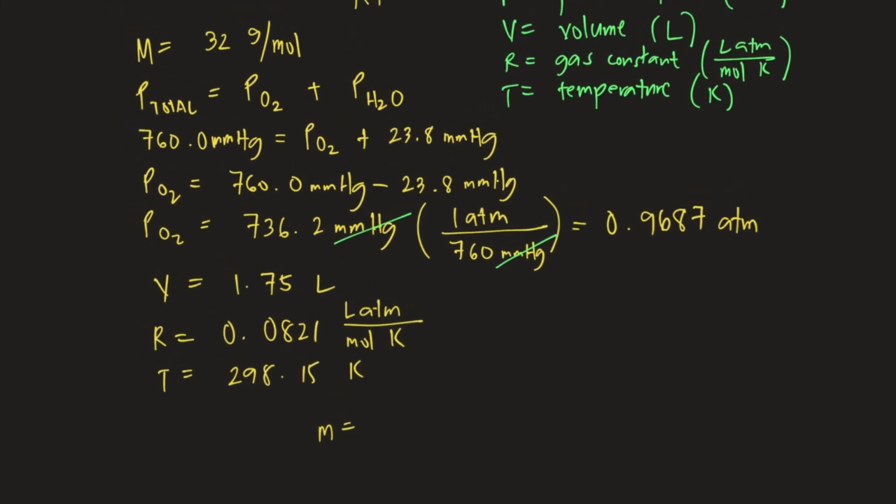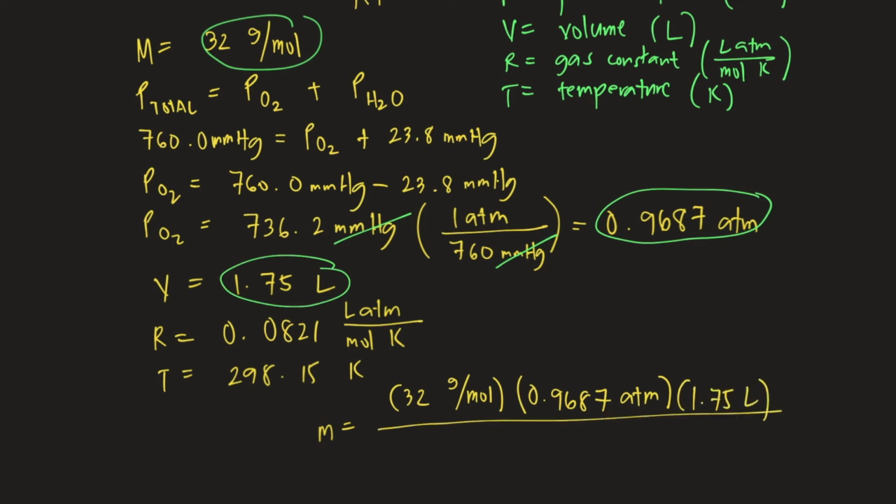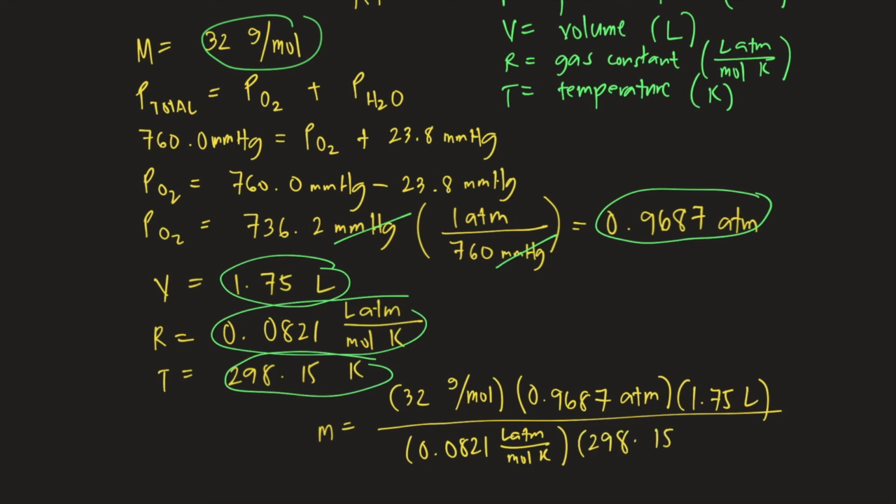Again, the formula is molar mass, so that's 32 grams per mole, times pressure P, that is 0.9687 atm, and then volume 1.75 liters, divided by R, that is 0.0821 liter atmosphere per mole Kelvin, and temperature is 298.15 Kelvin.